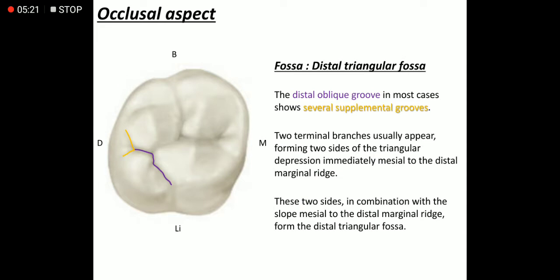Distal triangular fossa. The distal oblique groove is joined by several supplemental grooves at its end. These supplemental grooves act as the two sides of the distal triangular fossa. The two sides, along with the slope mesial to the distal marginal ridge, form the distal triangular fossa.